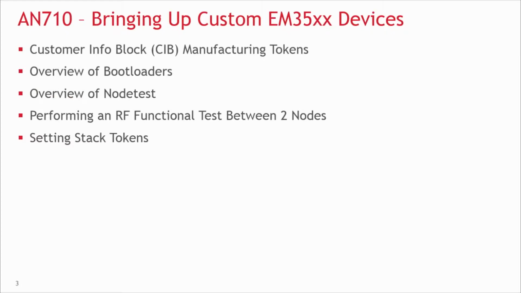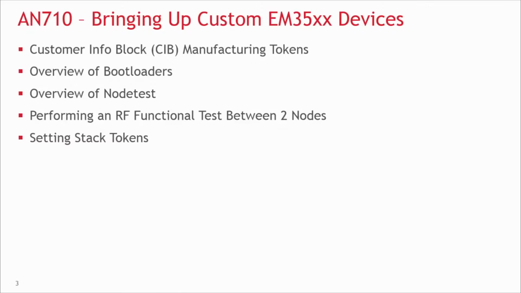AN710 is entitled Bringing Up Custom EM35xx Devices. This application note discusses the types of things that need to be configured on the device before testing the hardware and the system. One of the items discussed is Customer Information Block, or CIB, manufacturing tokens. These are tokens that the customer sets in manufacturing, either with a debug adapter or through an API call. A table of tokens and descriptions of these tokens is presented for additional detail.